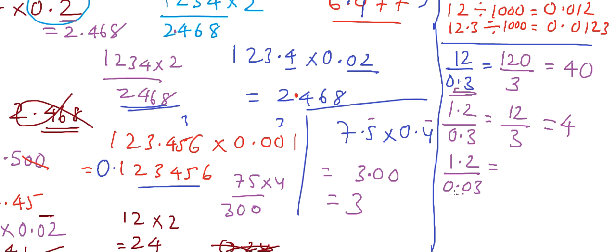Now here, in this case 1.2 by 0.03, the denominator has 2 decimal places, so let's multiply both by 100. So 1.2 into 100 becomes 120, because 2 decimal places are to be shifted, and we have only 1 decimal place, so for the other one you have to add a 0, so 120. And 0.03 when multiplied by 100 becomes 3, so 120 by 3 is 40.